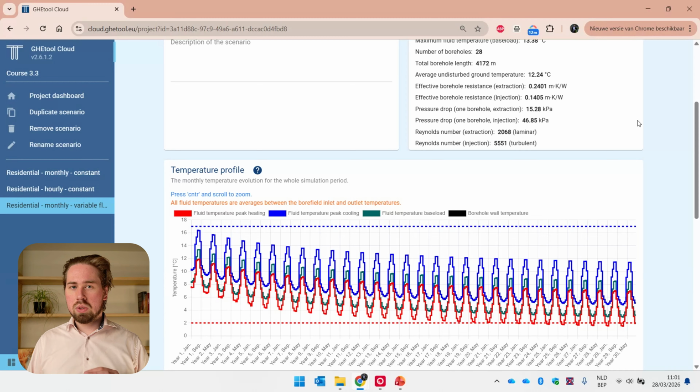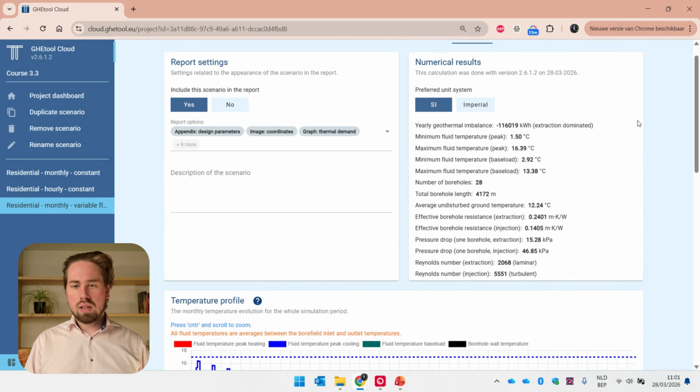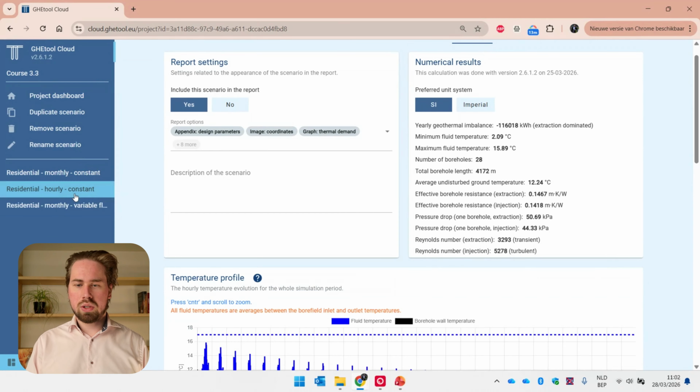So where we would say before, well, perhaps we can do with one borehole less, here we would need to argue, okay, perhaps we need another borehole to stay above this 2 degree limit. So working with a constant flow rate when you have different heating and cooling demands can actually be misleading. And the same story holds when we're doing this simulation hourly, of course. So if we do it hourly, we have different temperatures.